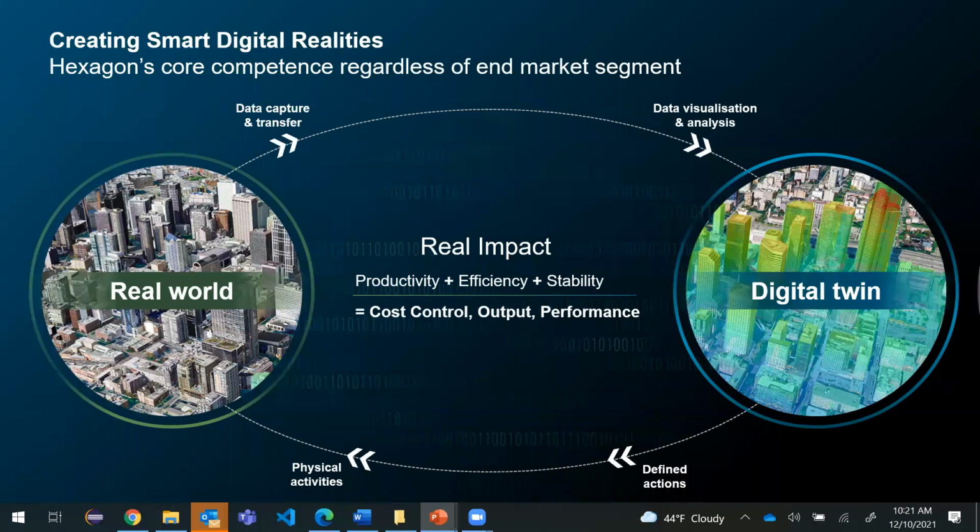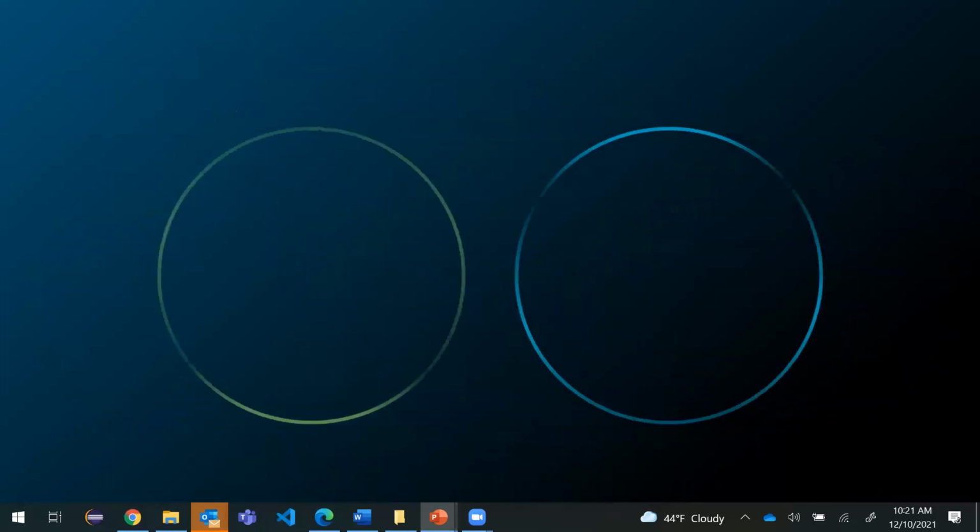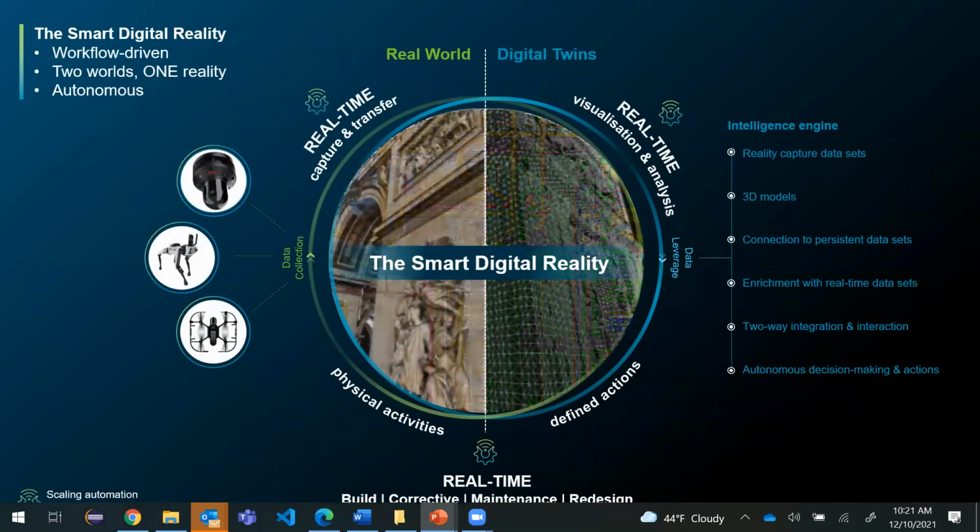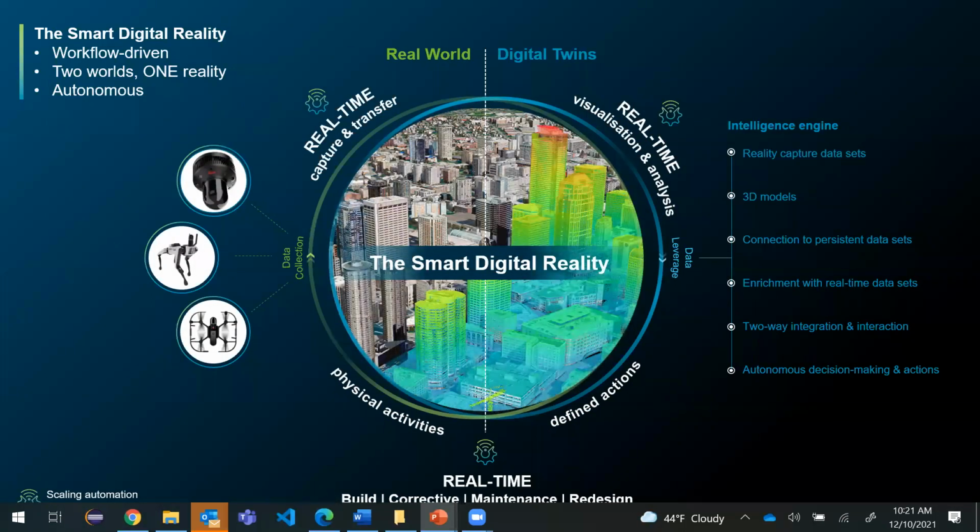So what we're talking about with digitalization is really fundamentally finally bringing the real world and the digital world together. Productivity, efficiency, and stability, which will then amount to cost control, output, and performance. So what are we talking about here to get a little bit more concrete? In the real world, we have all these kinds of sensors. We have measurements, we have data coming in all the time. You need to be able to capture that data. You need to cultivate it, curate it, and then it needs to be transferred. That's why you hear things about edge computing and cloud computing. It's very important to do that.